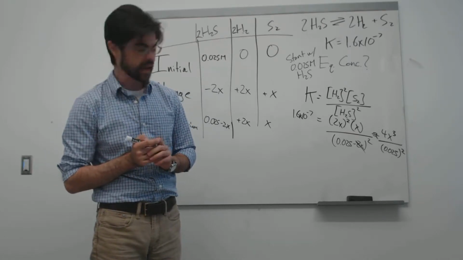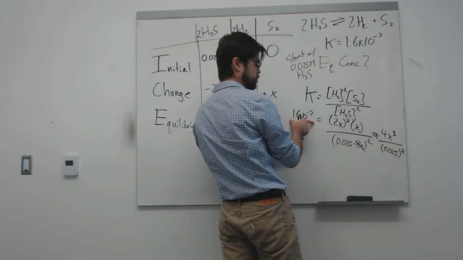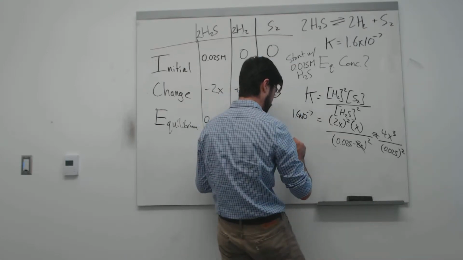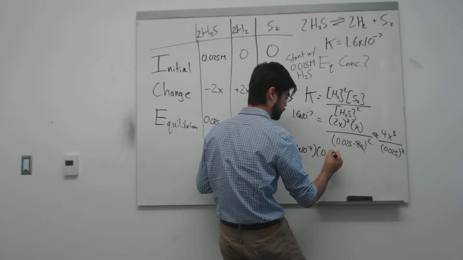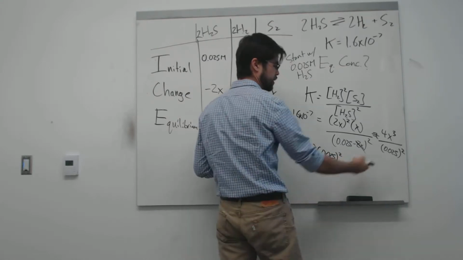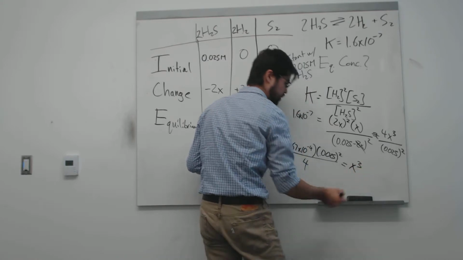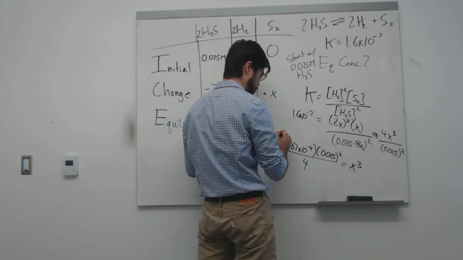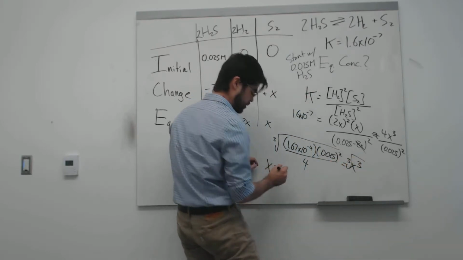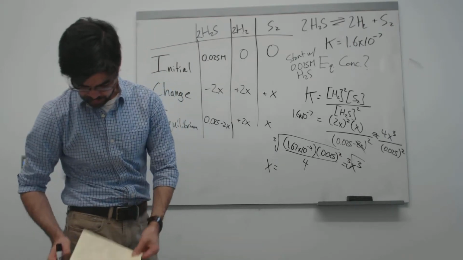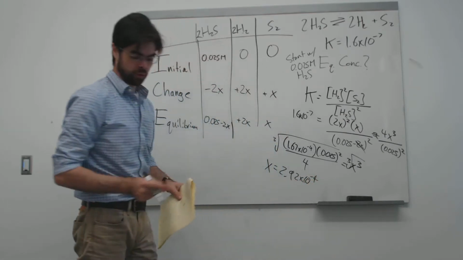So the rest of this becomes algebra. What I will do here is multiply over the 0.025 squared, so I get 1.6 times 10 to the negative 7 times 0.025 squared. I'll divide both sides by 4. That should be equal to x cubed. And then if I take the cube root of everything, I get that x should be equal to, what did I calculate here? 2.92 times 10 to the negative 4 molar.